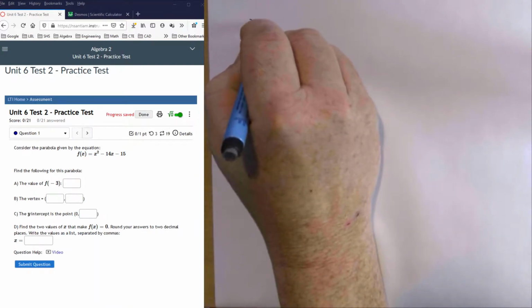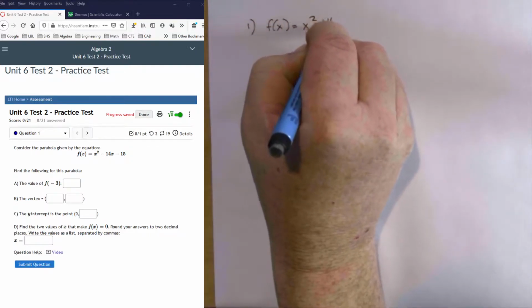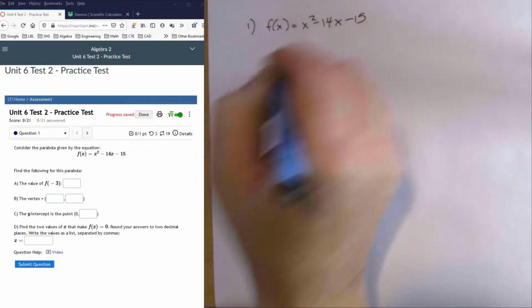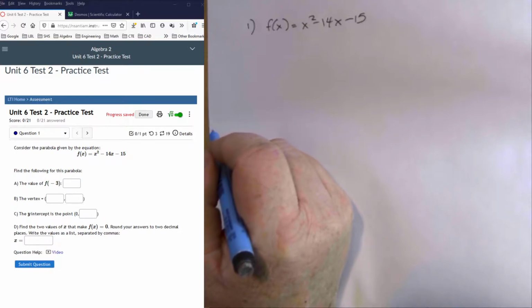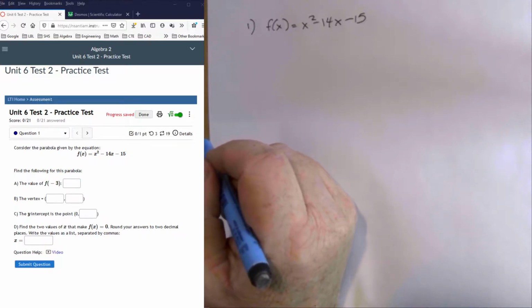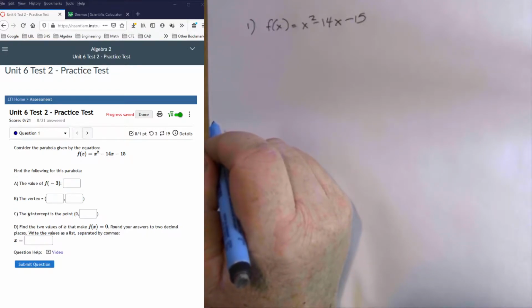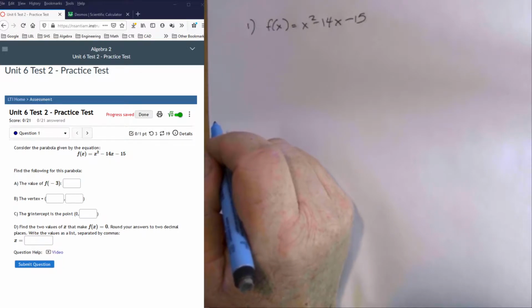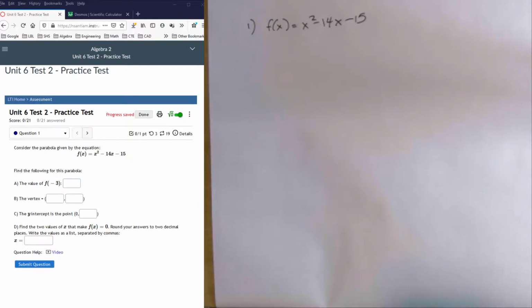So they give us a parabola here. They give us a function x squared minus 14x minus 15. And they're asking for a couple of things here. They're asking for f of negative 3. They're asking for the vertex, and they want to know the y-intercepts, and they also want us to find the x-intercepts. So part D, when the function is equal to 0, those are the x-intercepts, or the solutions. Okay, so they're asking for all that information.